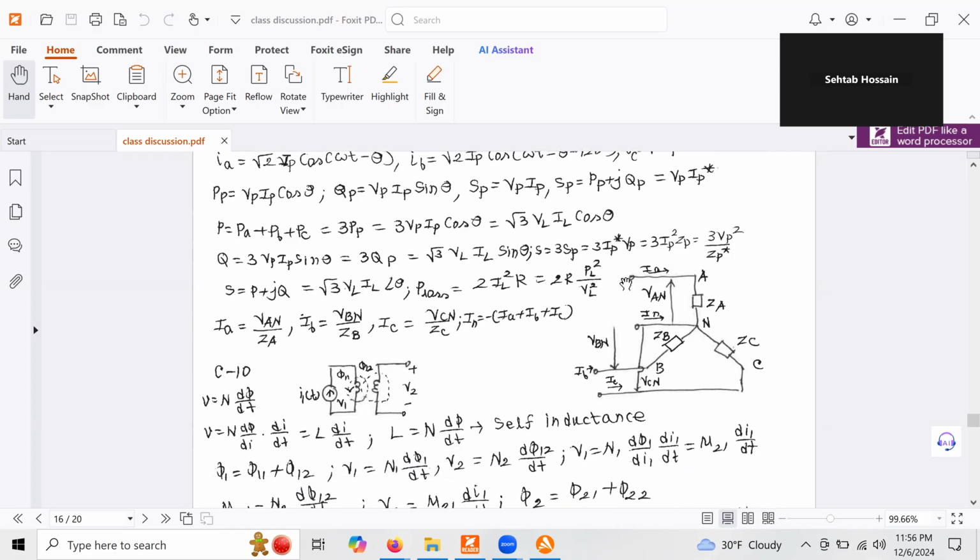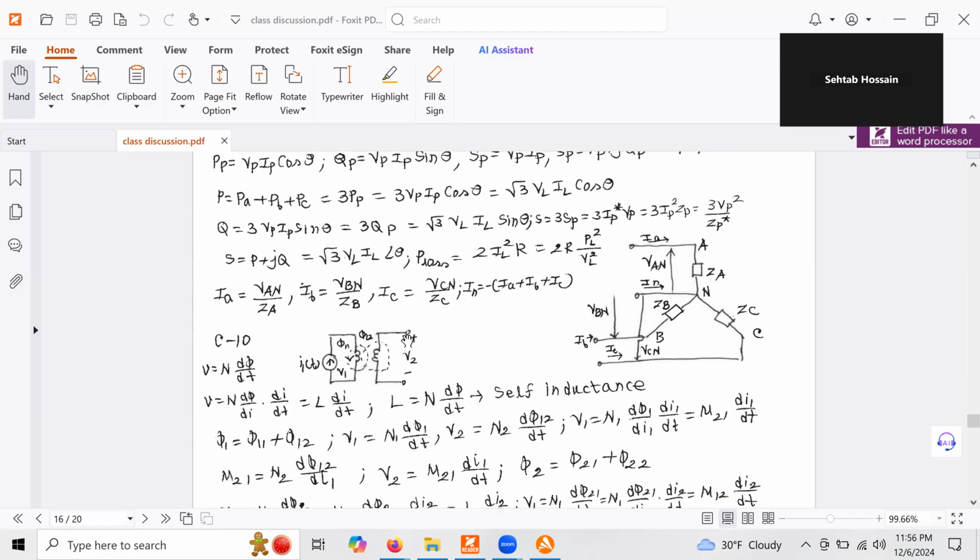And this will be just like this. So Ia is the line current, Van over Za. So this is my line current, Ia, going on. So for Ib, the Ib is going from here. So this is another line current. What will be Ib then? Vbn over Zb. Zb is this impedance over here. And the same goes for Ic. So this is the end of the three-phase circuit.